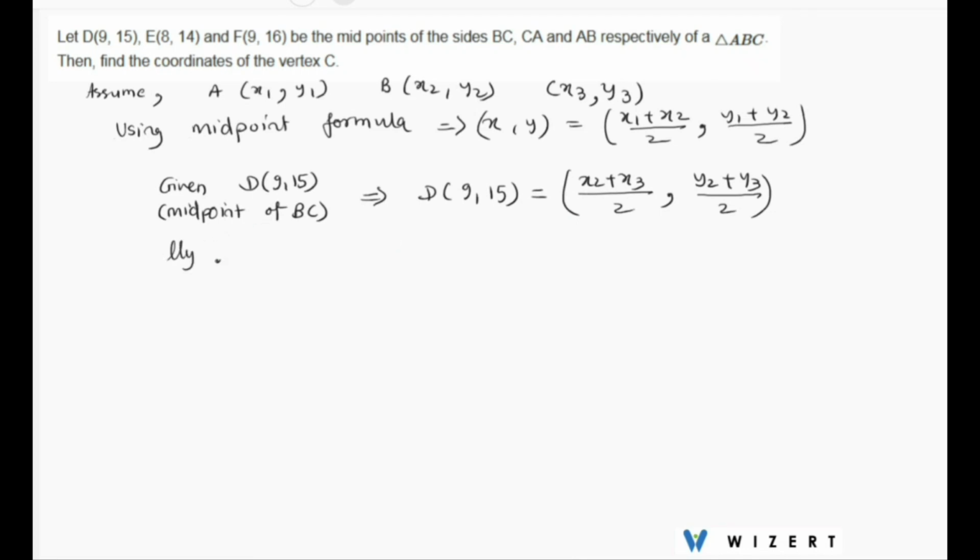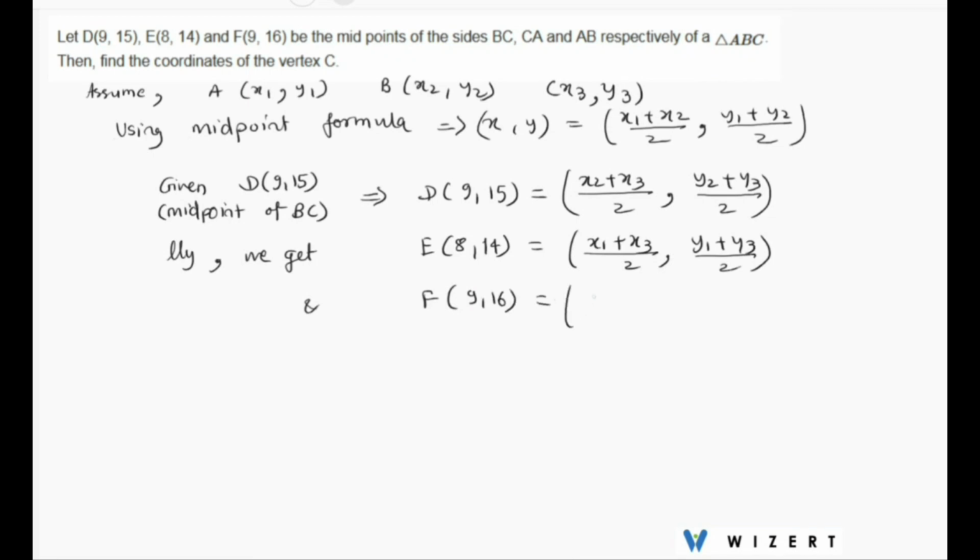Similarly, we get E(8, 14) equal to the midpoint of AC, so CA, so we have (x1 plus x3) by 2 comma (y1 plus y3) by 2, and F(9, 16) equal to the midpoint of AB, so (x1 plus x2) by 2 and (y1 plus y2) by 2.